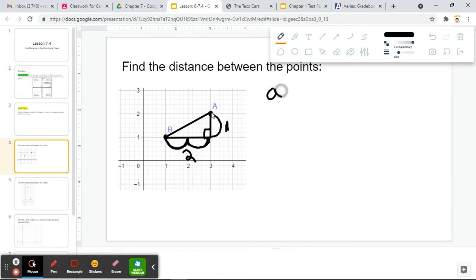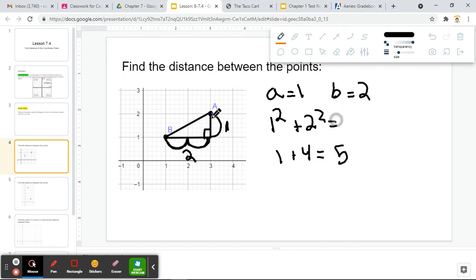So that means I have a triangle with a equal to 1 and b equal to 2. And now we have to plug this into the Pythagorean theorem. So I have 1 squared plus 2 squared. 1 squared is 1. 2 squared is 4. 4 plus 1 is 5. Remember, this is all equal to c squared, right? But we don't want to know what c squared is equal to. We want to know what c is equal to. So we have to take the square root of both sides here.